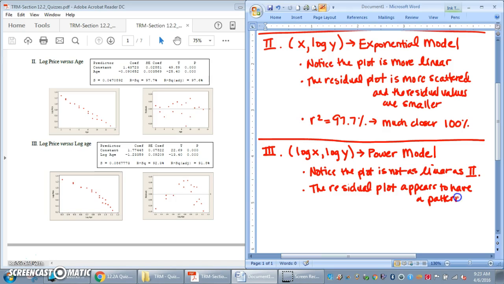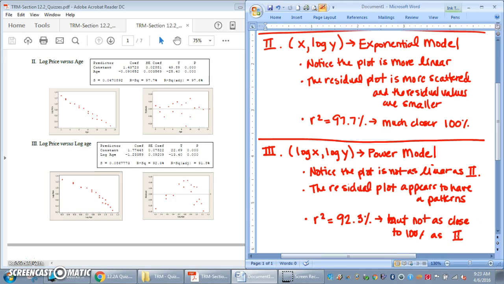The values of your residuals are about the same as Roman numeral 2. And then if you analyze the r squared value for this one, it's high. I mean, it's 92.3%. But again, it's not as close to 100% as, again, our exponential model.